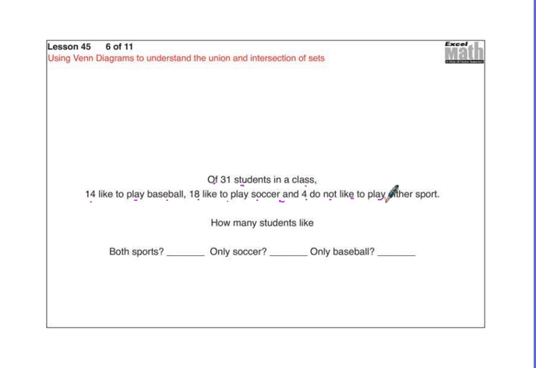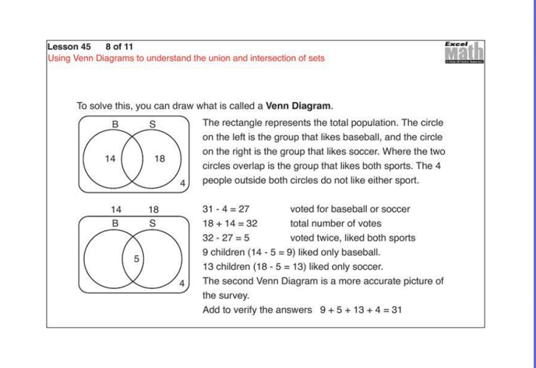So what we're going to do first, here's a chart of how it's done. We're going to draw 2 circles if the circles aren't drawn for you. And I don't know why they put the 14 and 18 on the inside. We would want to put the 14 and 18 up here.